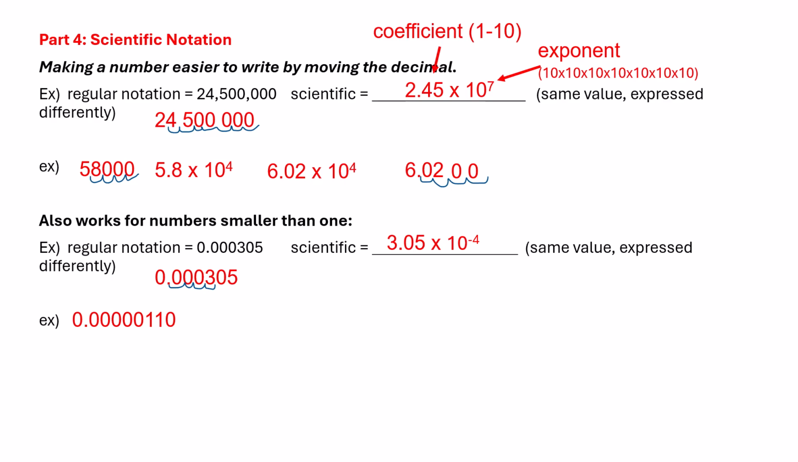So try this one. How many times do you have to move the decimal to get that coefficient to be between 1 and 10? All right, it looks like 1, 2, 3, 4, 5, 6 times total. So 1.10 times 10 to the negative 6 power. Notice I kept that sig fig at the end, that trailing 0. So I have 3 sig figs in both numbers.